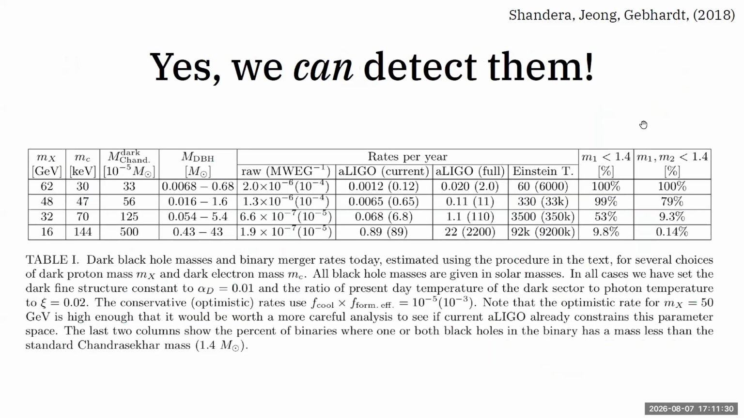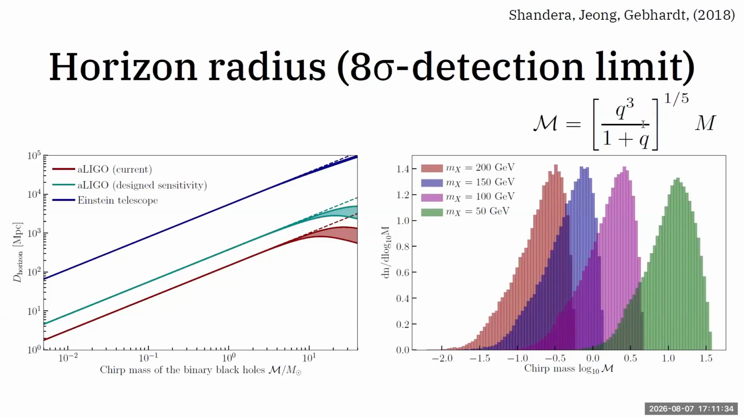So you made one plot. So I don't understand the vertical axis. Yeah, this is the horizon radius. So for a given chirp mass, how far can you go out to search for this object? 10 megaparsec, 100 megaparsec. The horizon radius in the gravitational wave literature is determined by a sigma detection threshold.